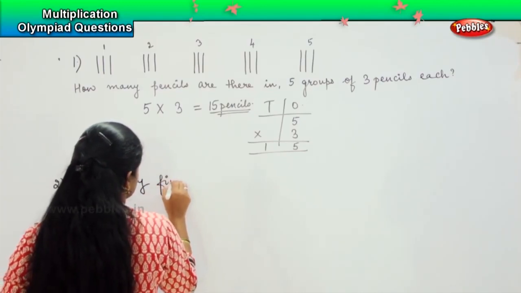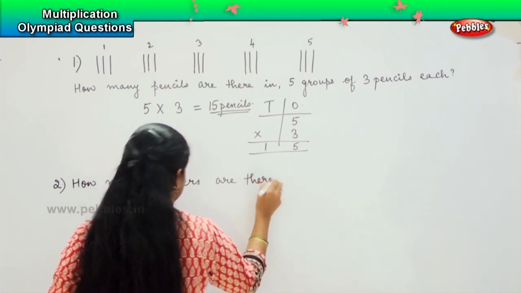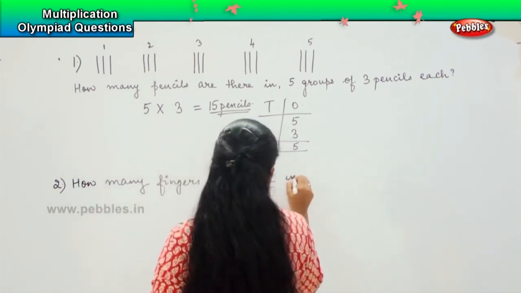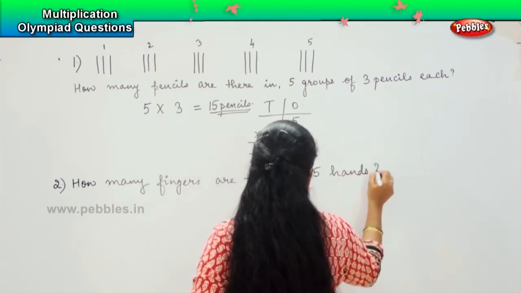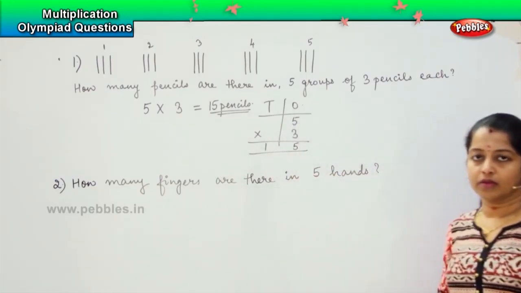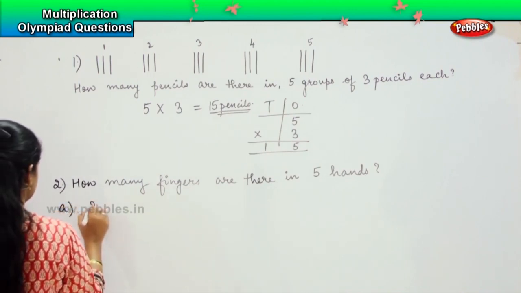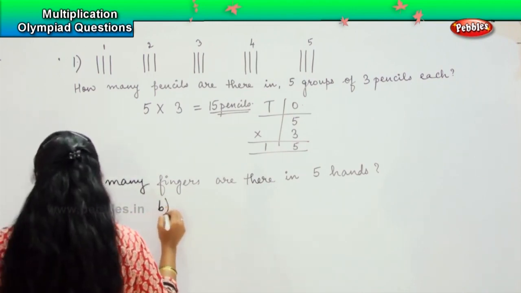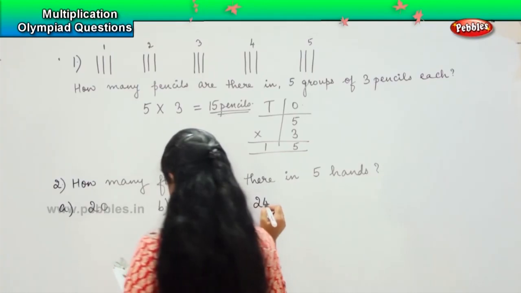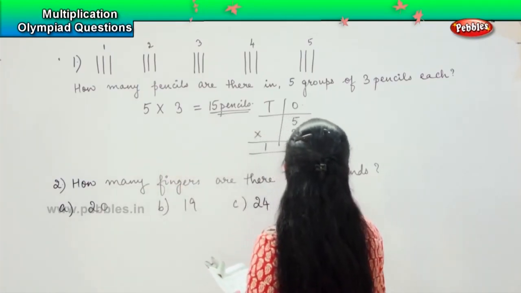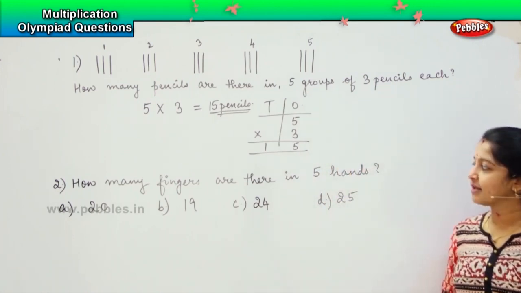How many fingers are there in 5 hands? Okay, and your options are A 20, B 19, C 24 and D 25. So how many fingers are there in 5 hands?